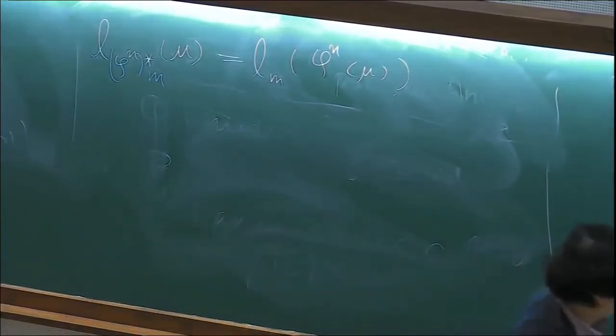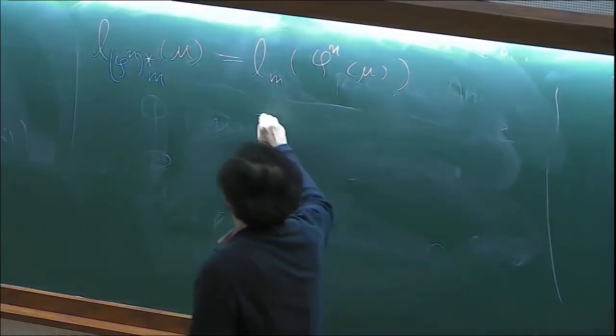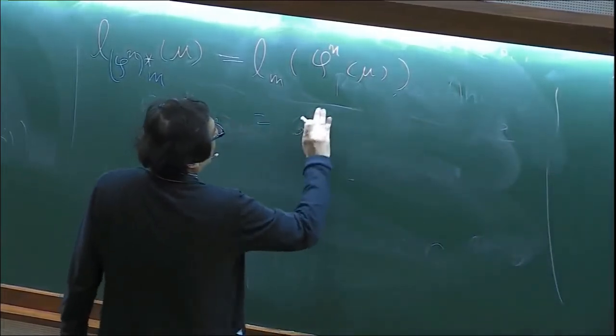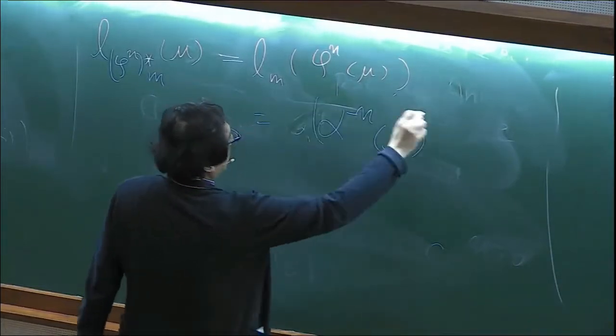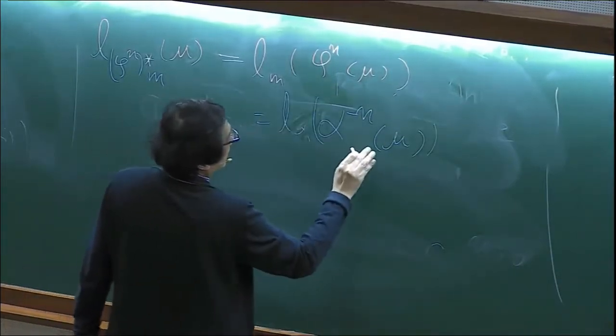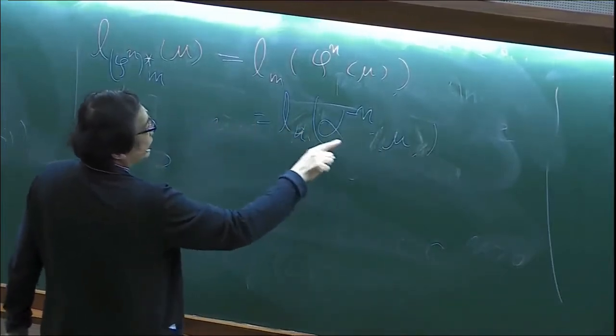Now, n times iteration. So if you apply phi to mu once, then what you get is alpha inverse mu. So if you iterate it n times, then what you get is alpha to the minus n mu. So this is just a scalar.